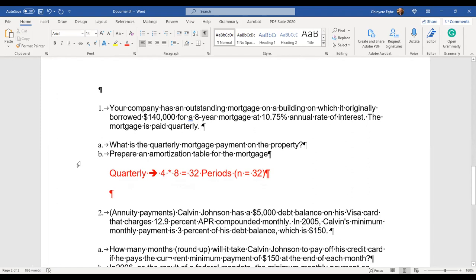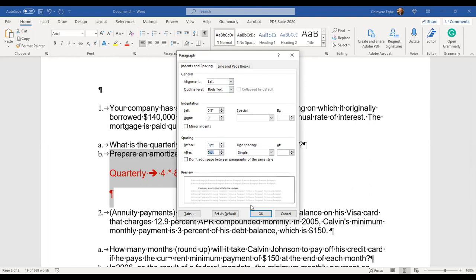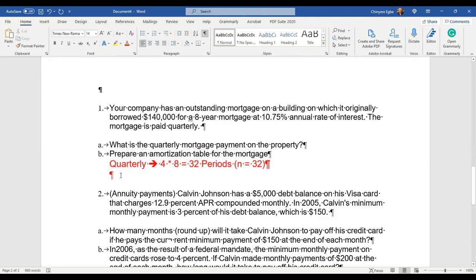So the rate of interest is equal to 0.1075 divided by 4, because now you're going to divide the interest by the 4 periods, which is 0.026875.